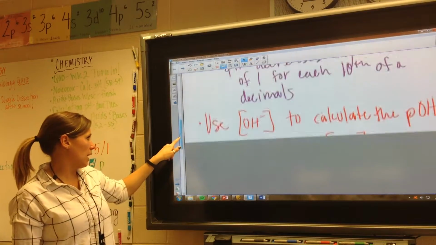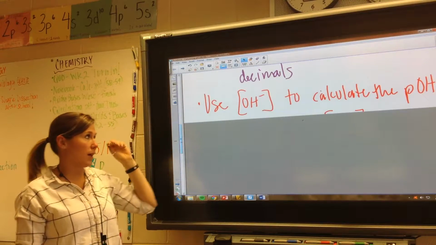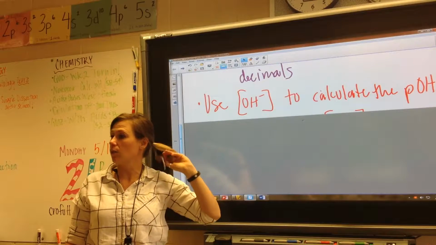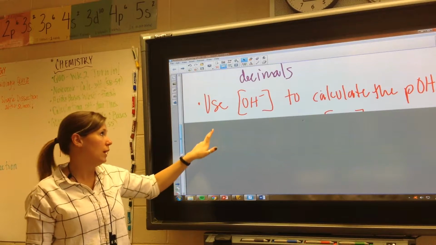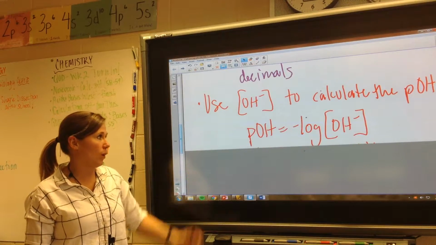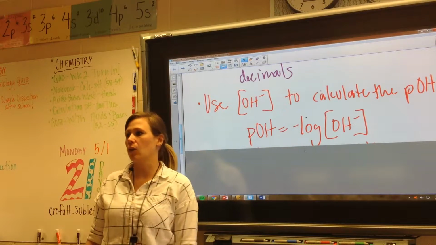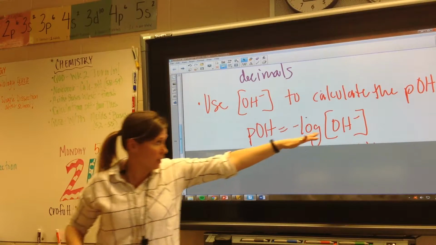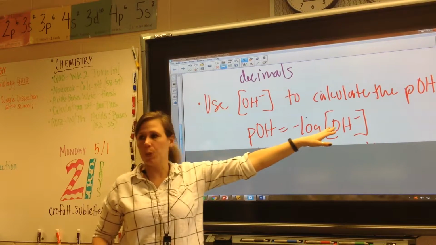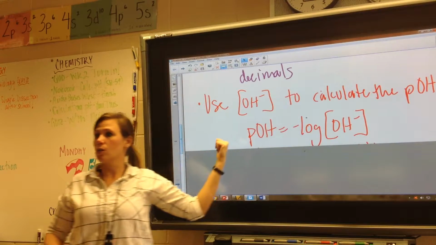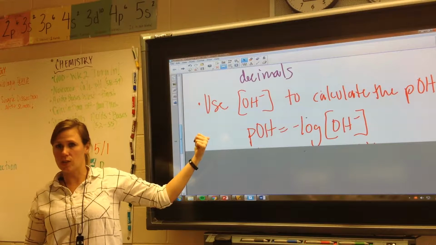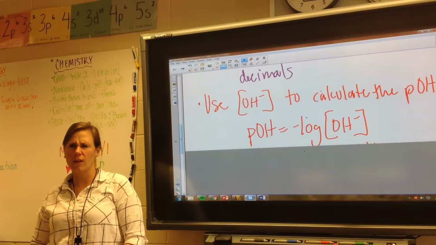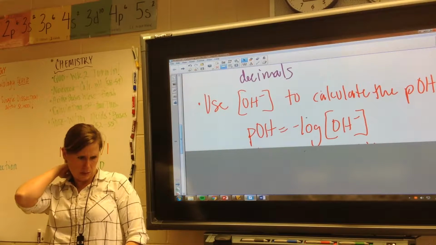Just like when we looked at our pH calculation, the pH is equal to the negative log of the H plus ion concentration. Just like that, the pOH is equal to the negative log of the hydroxide ion concentration. So it works both ways. Depending on what you put in, that's what you get out. So in this case, we put in the hydroxide ion concentration, so we're getting the pOH out. Sorry, that was a weird way of phrasing it.